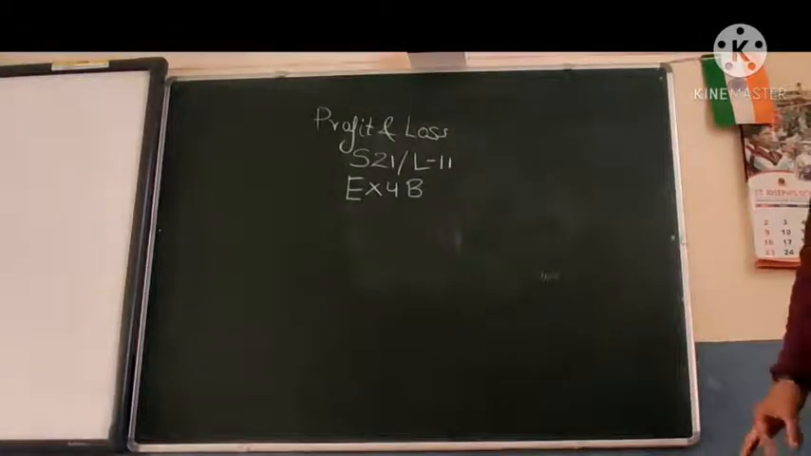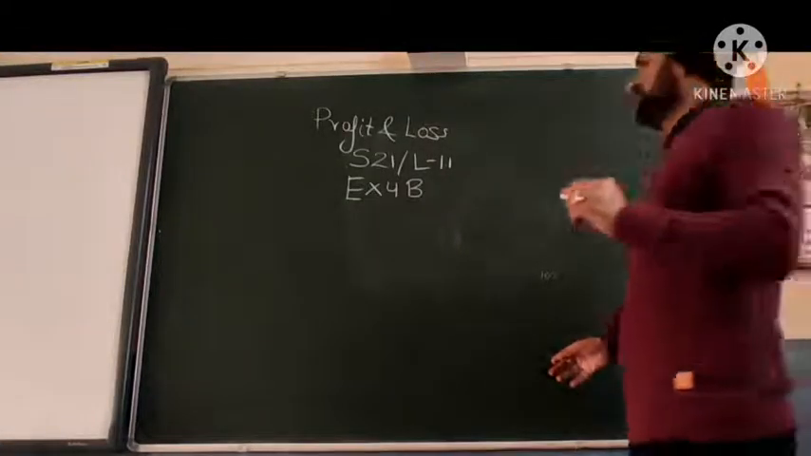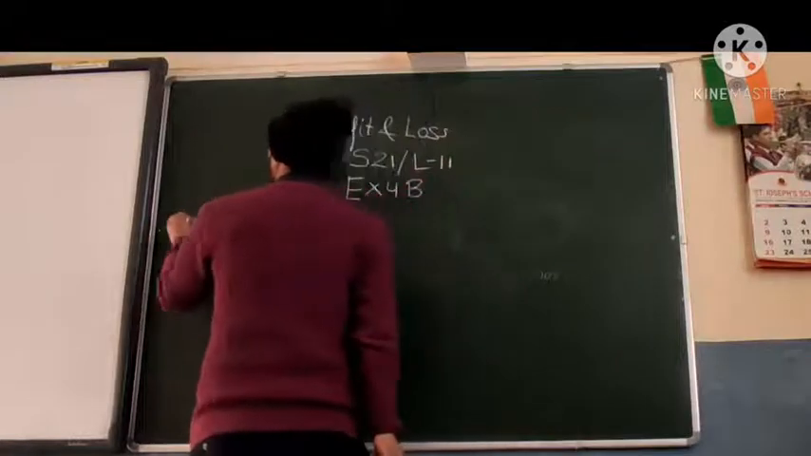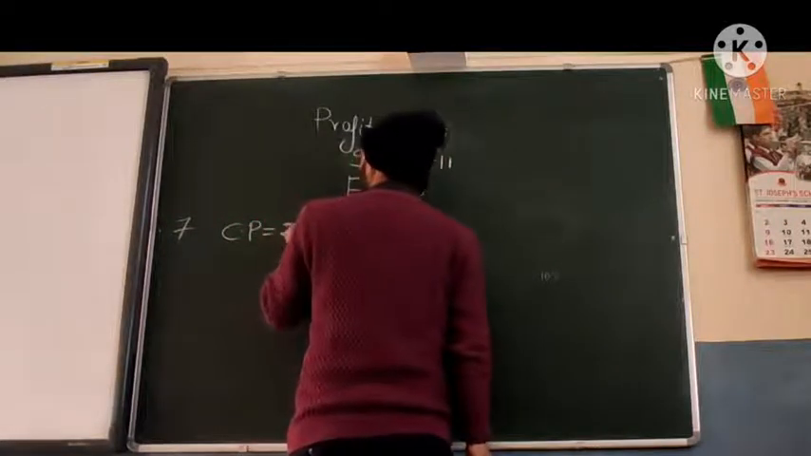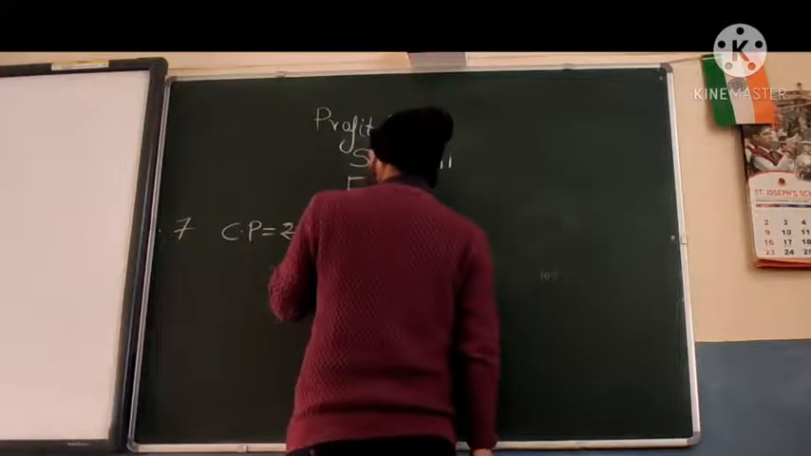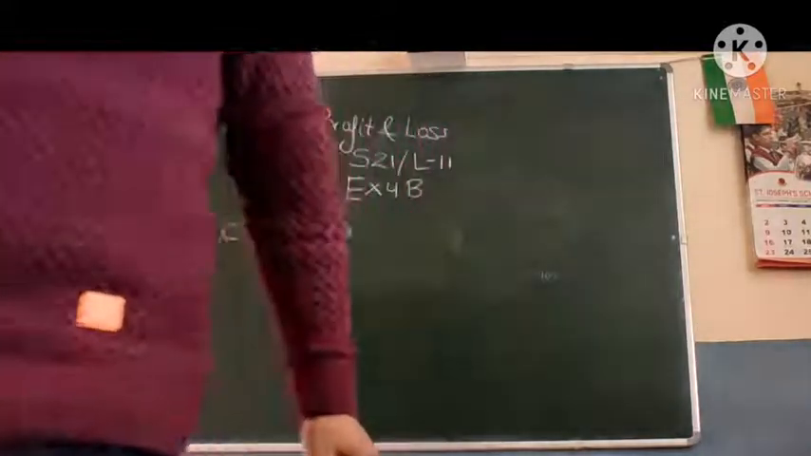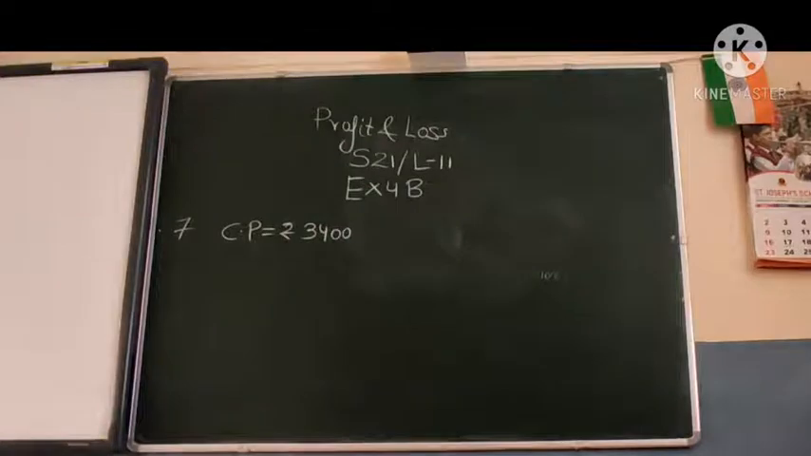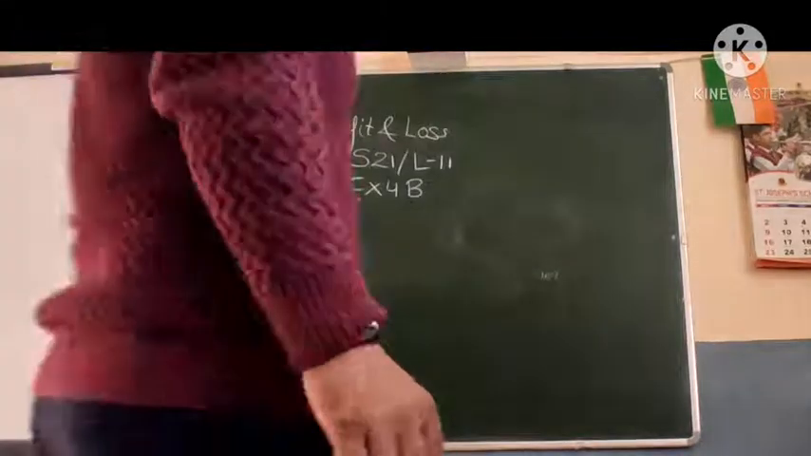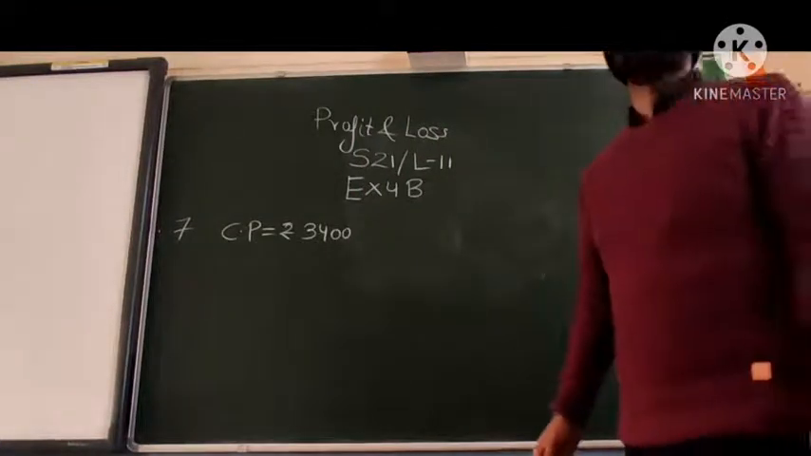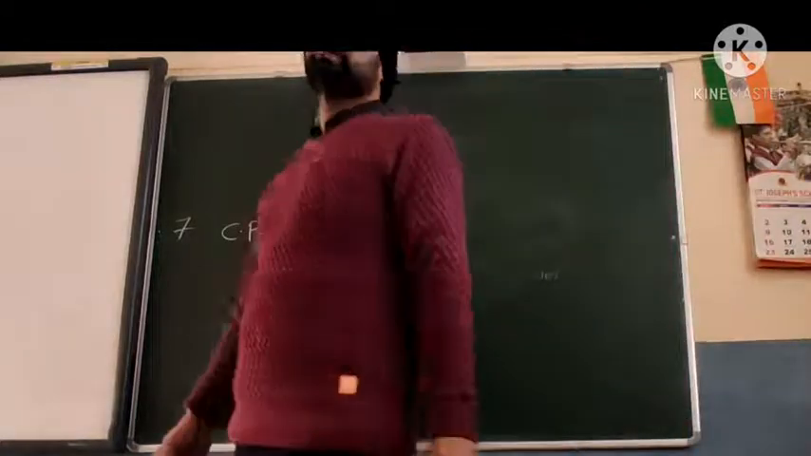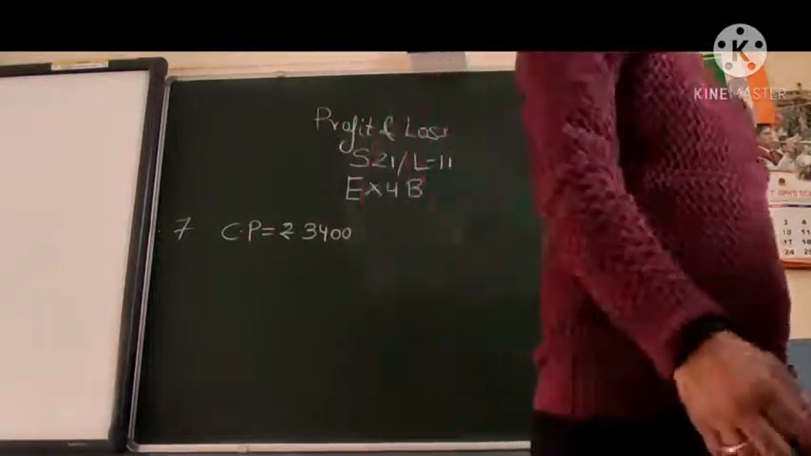The cost price of the printer is 3400 rupees. So let's write that: CP equal to rupees 3400. I hope this is clear to all. Visibility is proper. Yes. And which is 15% below the market price. So the market price is still higher.